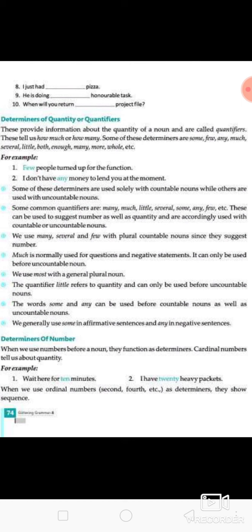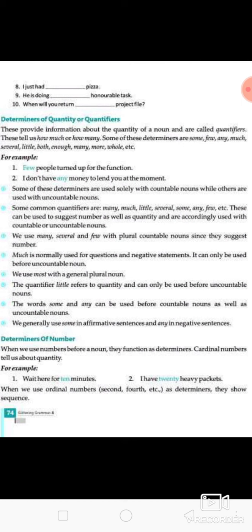Now, determiners of quantity, or quantifiers. These provide information about the quantity of a noun and are called quantifiers. These tell us how much or how many. Some of these determiners are some, few, any, much, several, little, both, enough, many, more, whole, etc. For example, few people turned up for the function. I don't have any money to lend you at the moment.